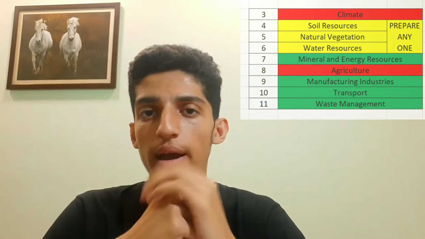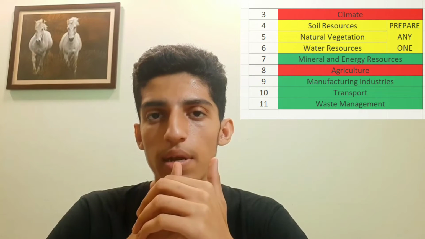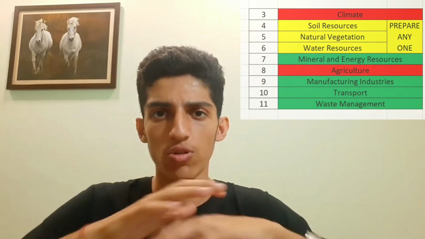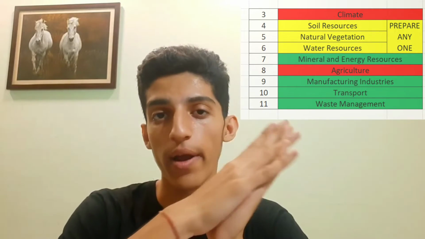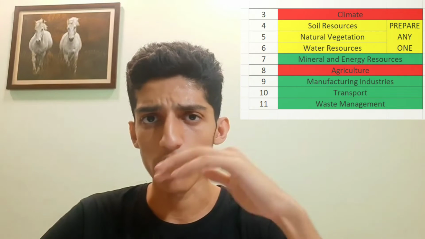Now, there is nothing wrong with leaving out chapters per se, because, as I've talked about before, each question is dedicated to one chapter only. It's not spread out, where one question talks about both transport and manufacturing industries, or agriculture and waste management, etc. It's one question dedicated to one chapter. So even if you leave out climate, you have the option to leave out questions. It's not mandatory to attempt all questions. So you could leave out climate, and you could also leave out chapter number 8, agriculture. So these are 2 questions that you have left altogether.